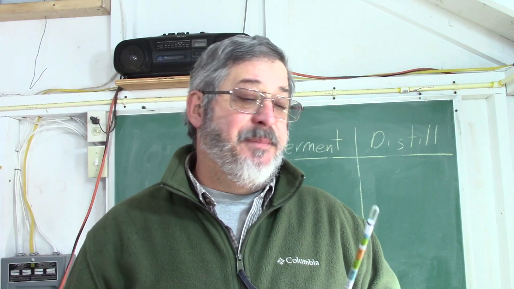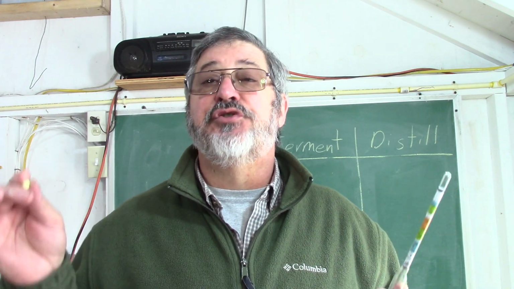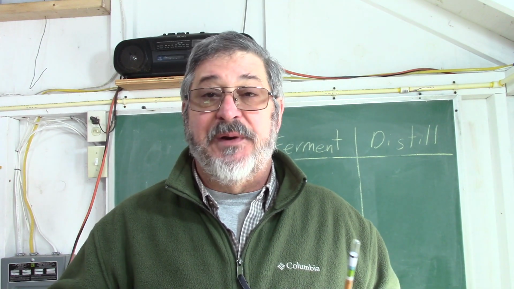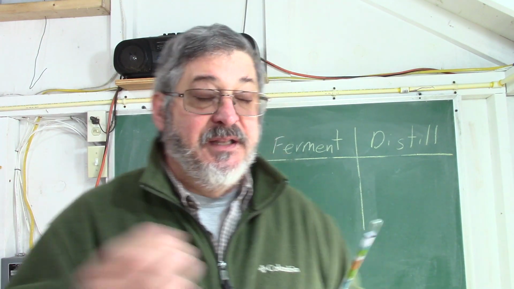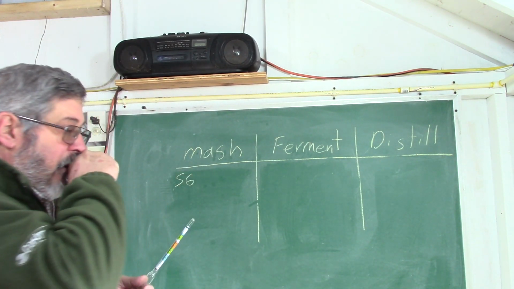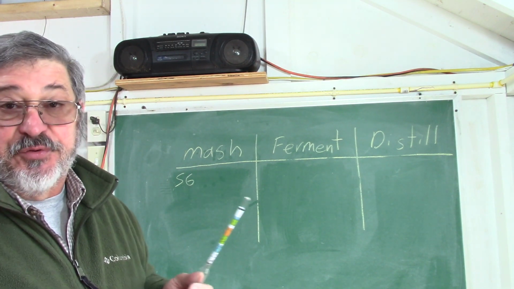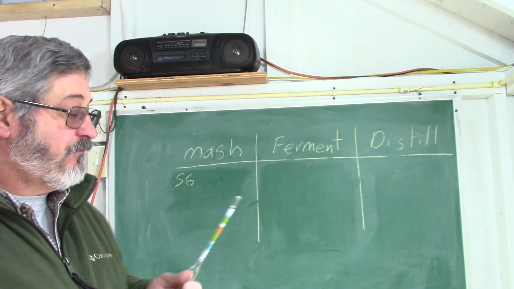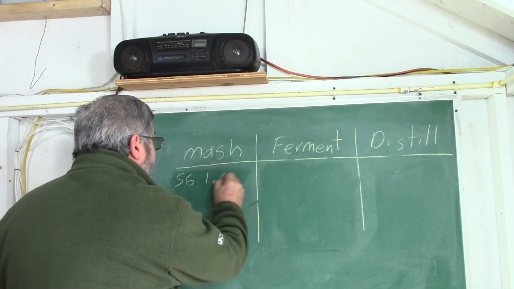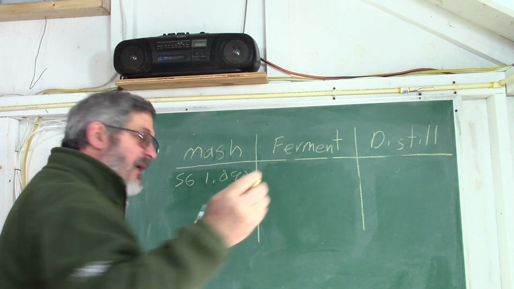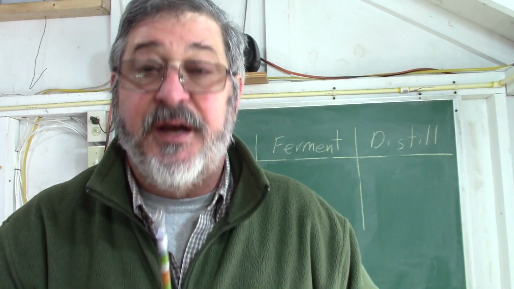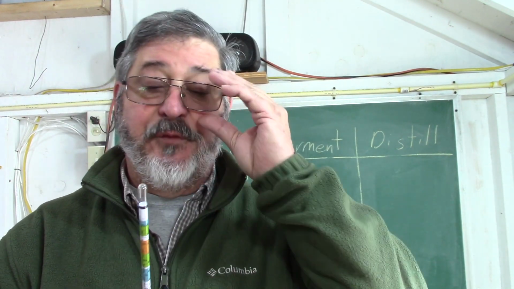So just to make it simple, let's say we're doing a sugar wash. Say we add whatever amounts our recipe calls for into our mash. Let's just say we come up with an OG, original starting gravity, original gravity, same thing. Let's say we got a 1.090.